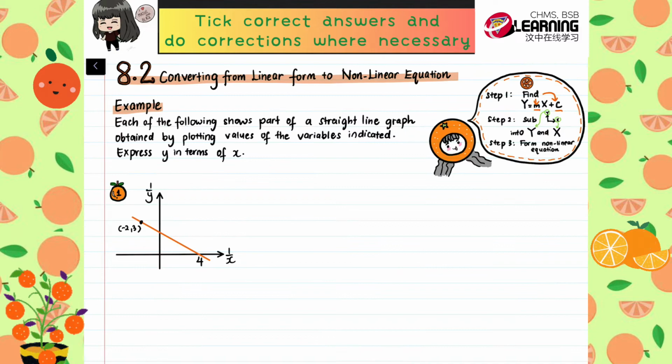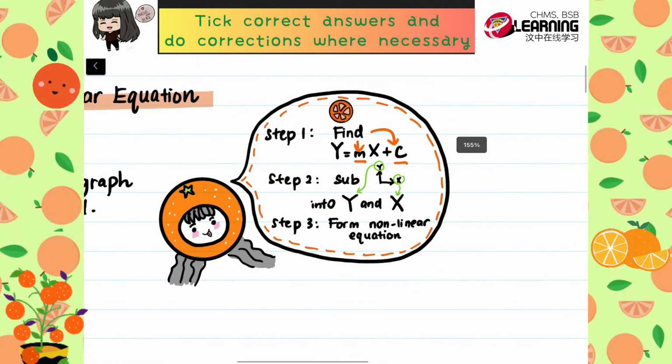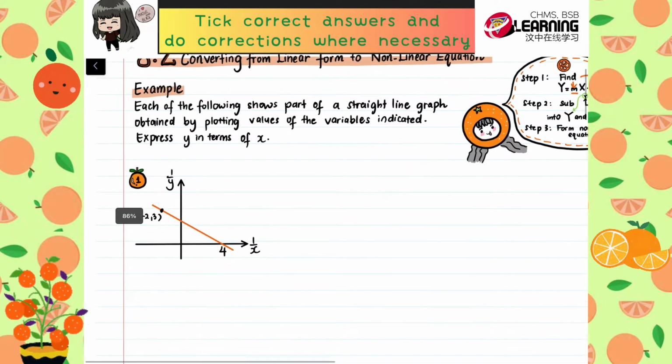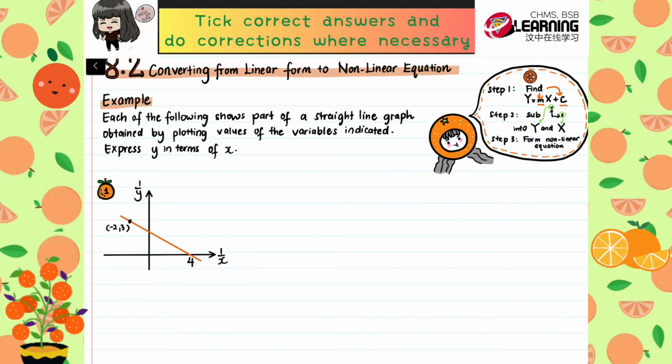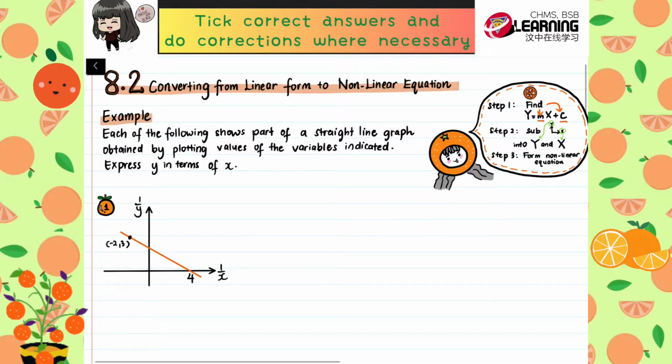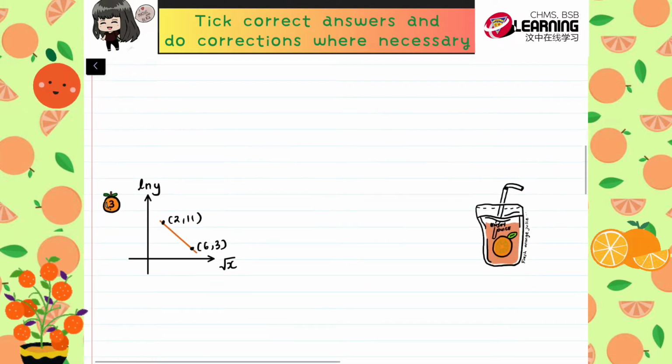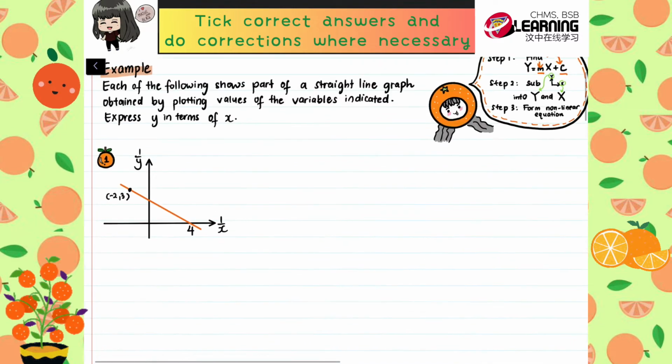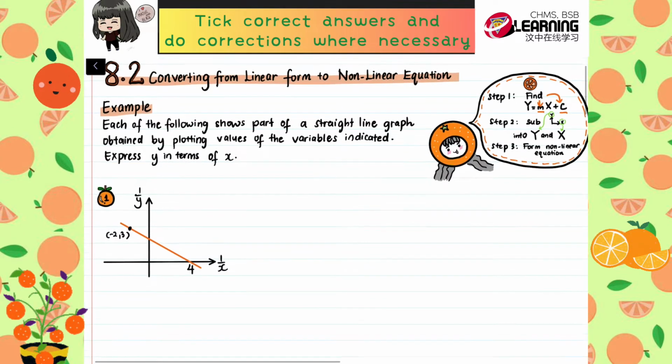You must sketch this, you must copy all the questions. There's notes here, please write it down, please write down the notes there. I'll explain to you throughout the example. So let's look at the example. Each of the following shows part of a straight line graph. I have all the straight lines here. I will show you one by one. Obtained by plotting values of the variables indicated.